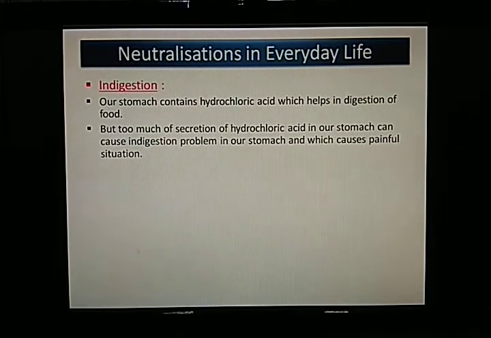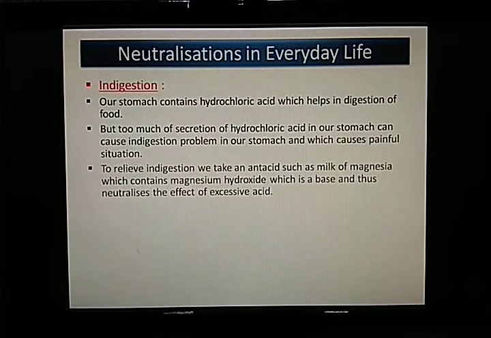acid, hydrochloric acid, to reduce its effect, we have to use something called a base. Basically we use an antacid, which is a base. Antacid is that Digene liquid, which you use. It consists of milk of magnesia, which is basically nothing but magnesium hydroxide. So magnesium hydroxide is a base. So this base helps us to reduce the acidity. Clear?